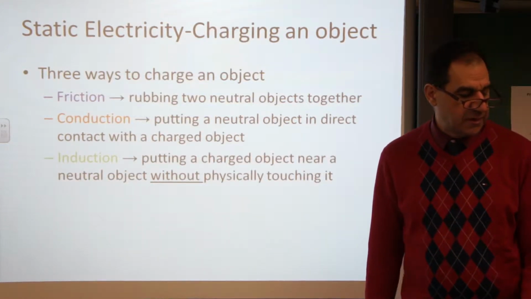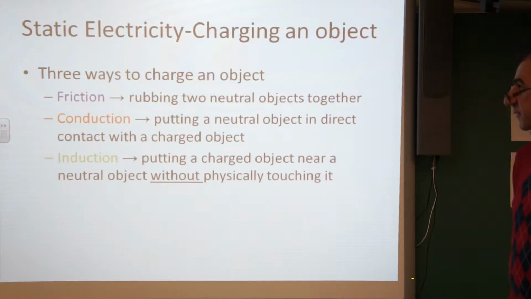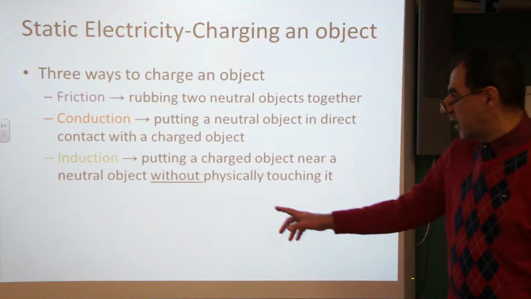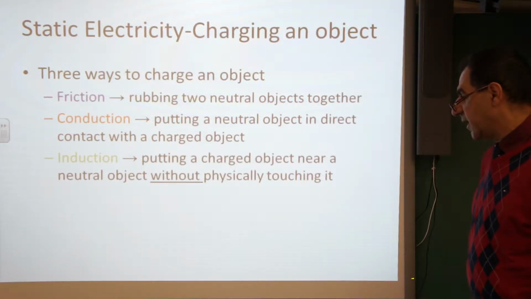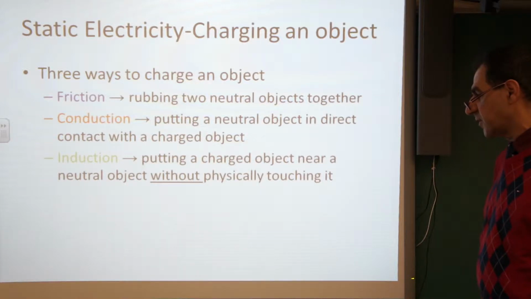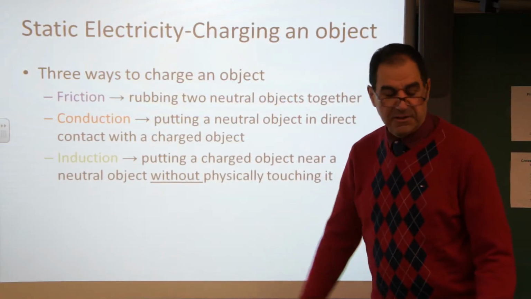Three ways to charge objects using static electricity. Friction is number one. We're rubbing two neutral objects together. Conduction, putting a neutral object in direct contact with a charged object. And induction is putting a charged object near a neutral object without physically touching it.